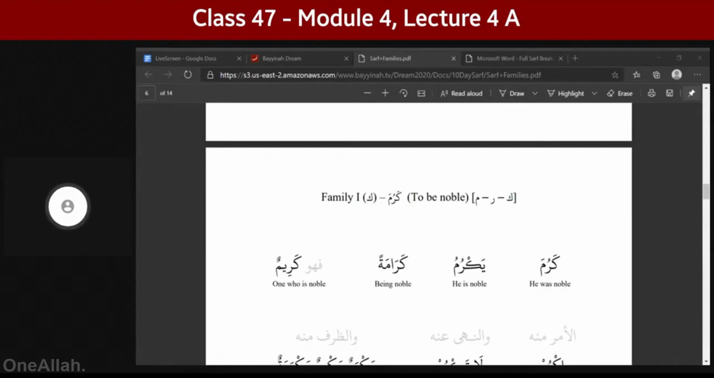Why doesn't munafiq have a passive tense? Because munafiq is not a fi'l. Only fi'ls can be passive. Munafiq is an ism. Nafaqa is a fi'l, so nafaqa could have a passive tense if it's transitive, but munafiq is an ism, so it cannot be passive.